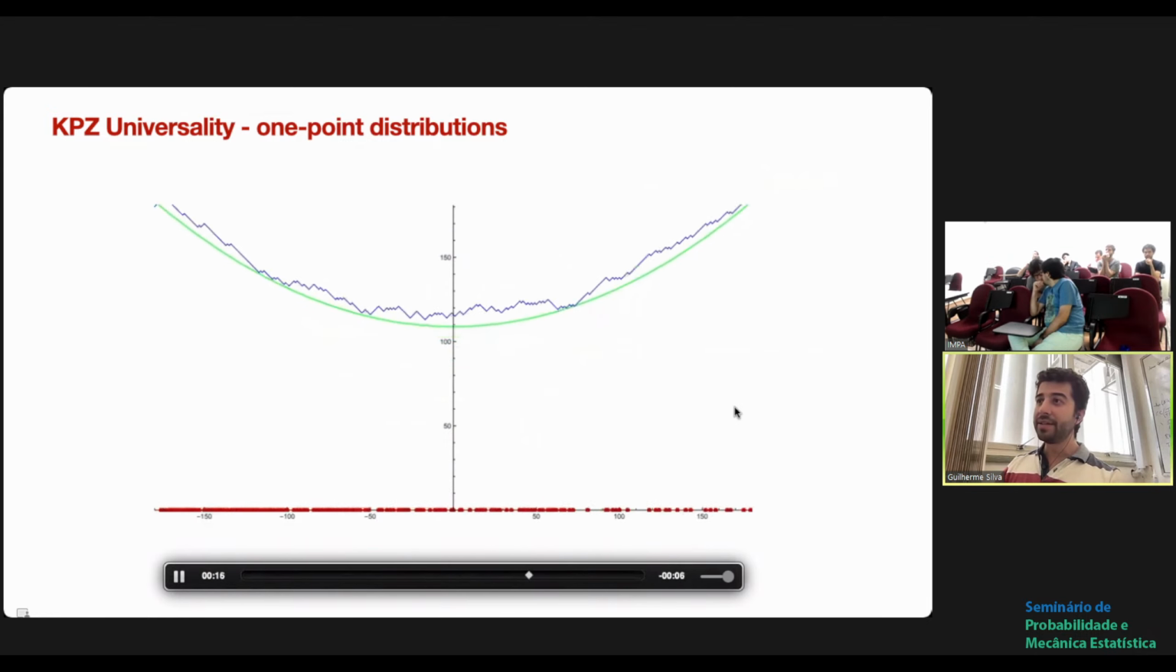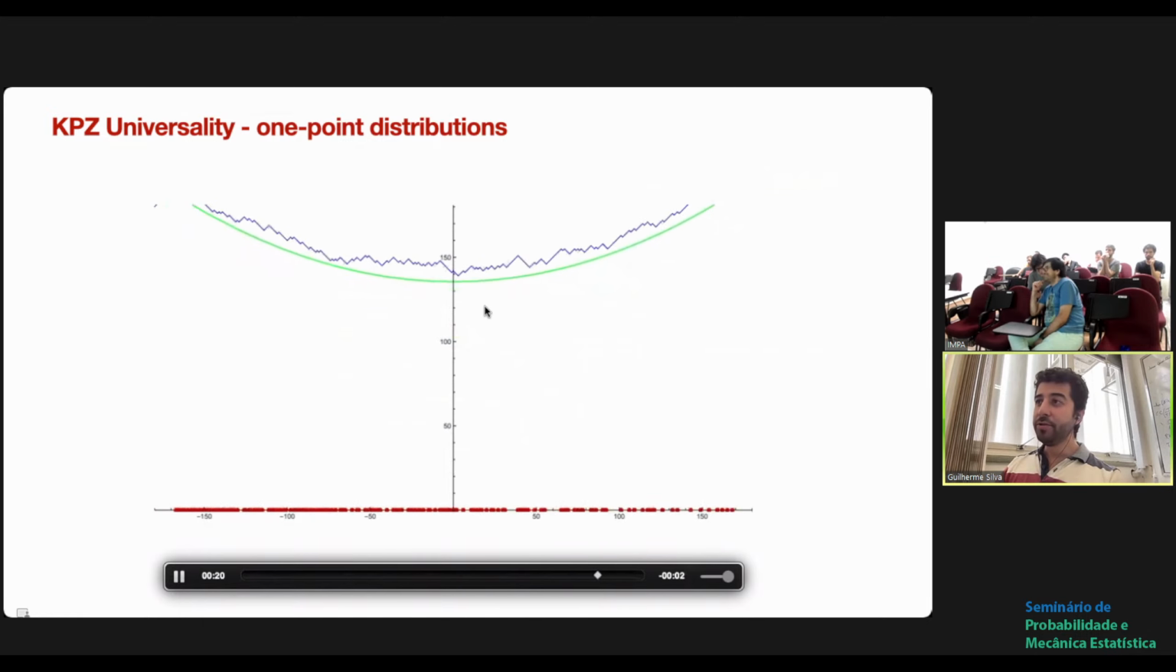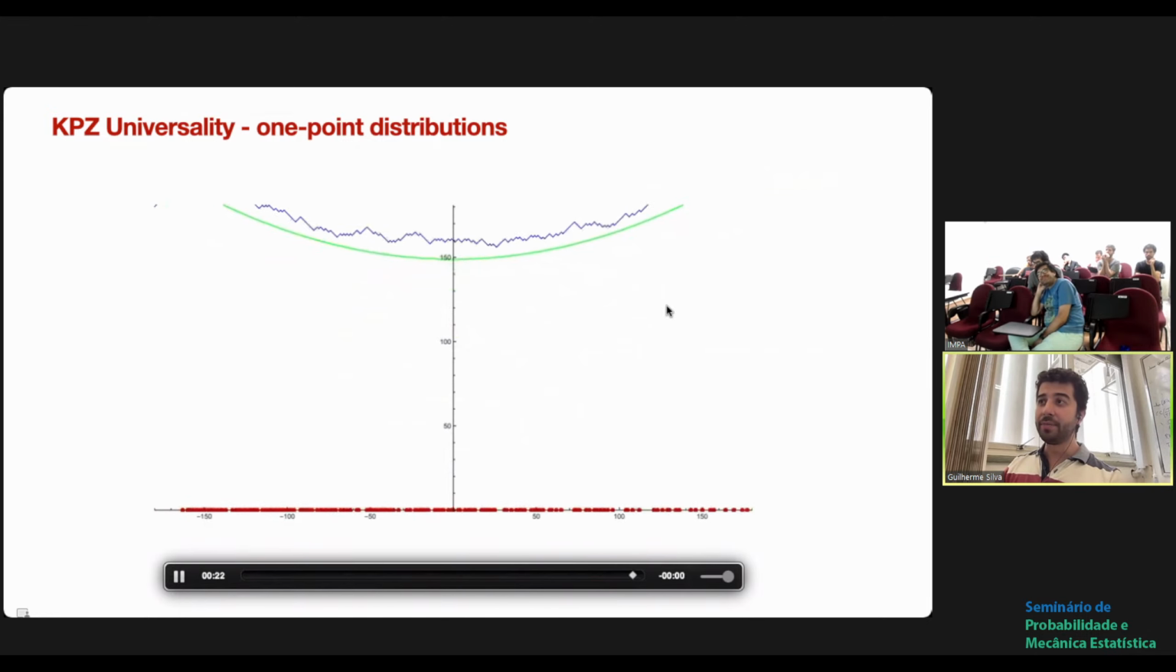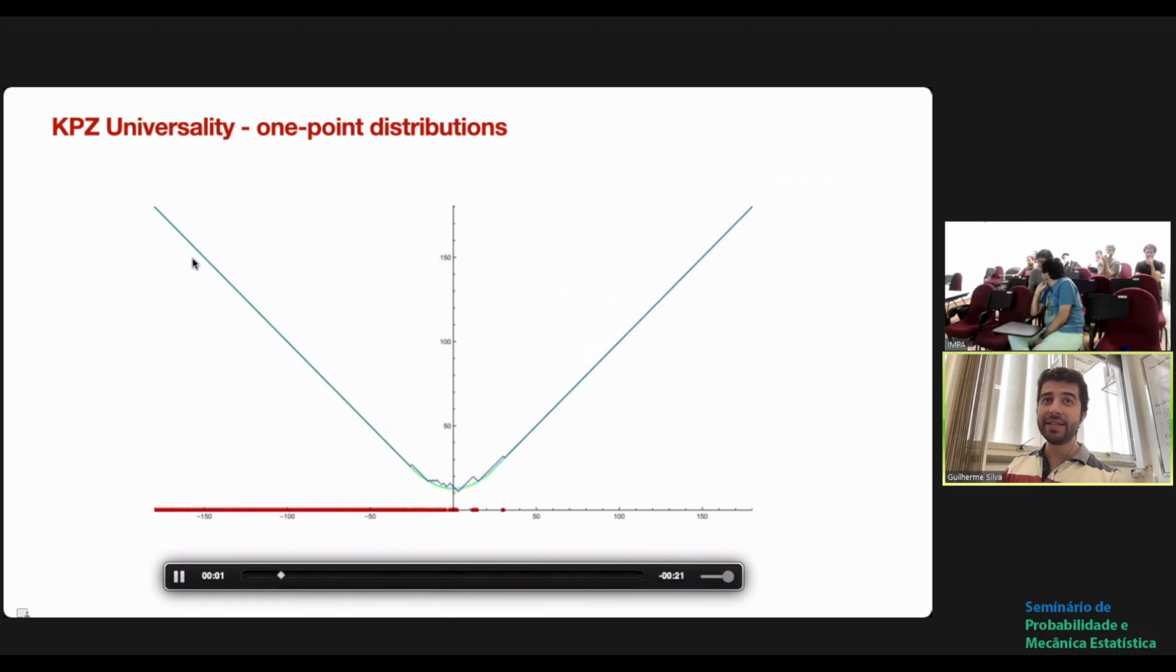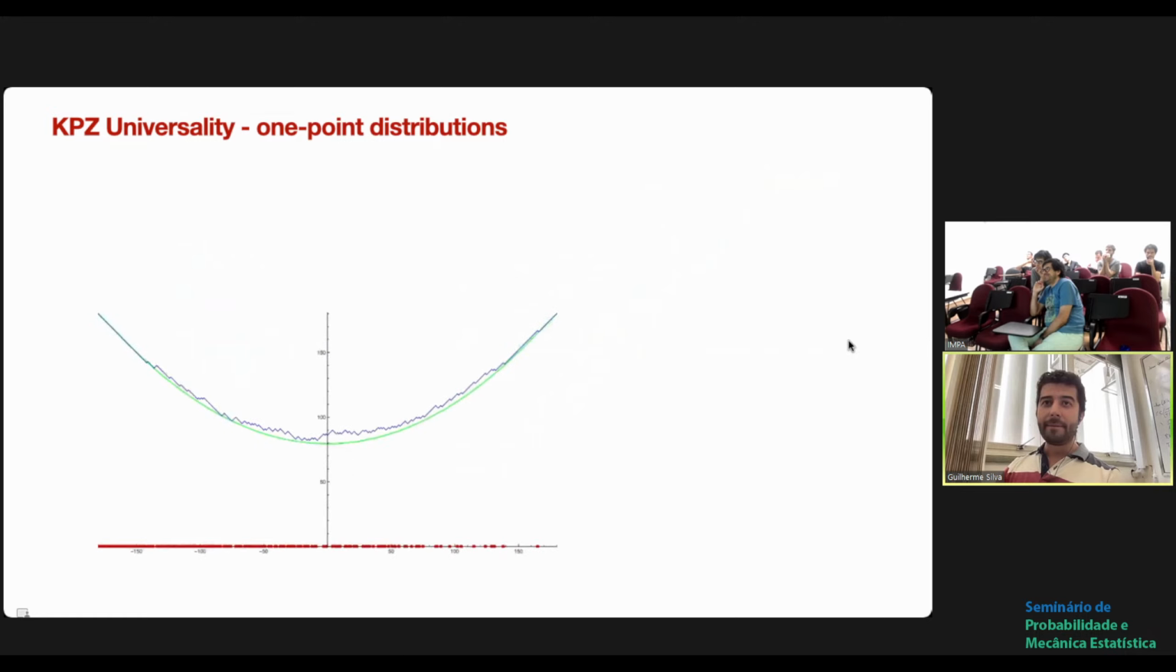There are certain parameters there, and if you tune your parameters appropriately, what you actually get is that this blue curve here essentially corresponds to the solution to the KPZ equation, right?